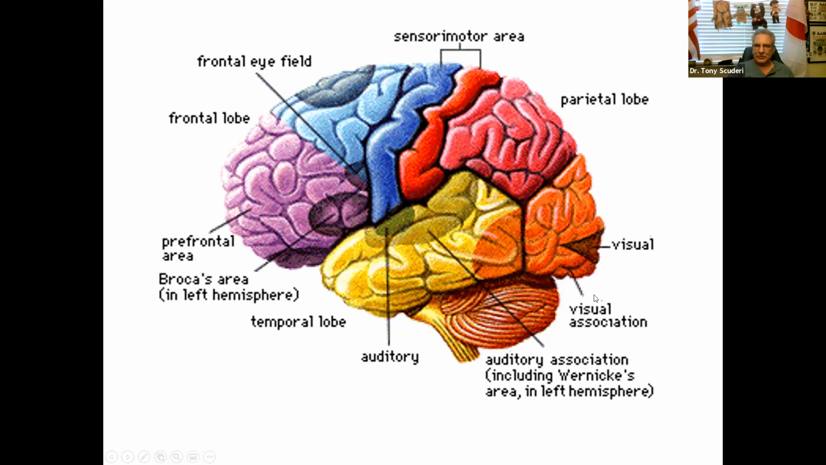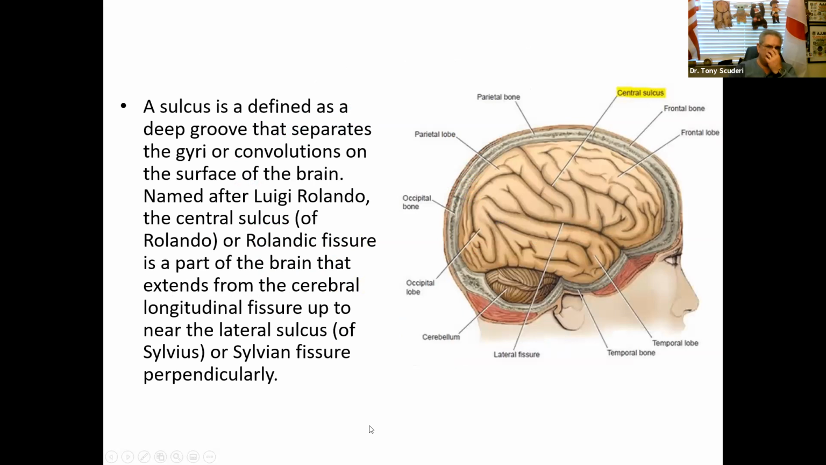We have the entire brain structure, okay? Frontal, we have the motor, parietal, the visual, we have the temporal. All right. So let's review again sulcus. Sulcus are the deep grooves. We can see these little cuts in the brain here. Those are called sulcus. They separate the gyri, which are these folds over here. All of these are the convolutions of the brain. They are named after Luigi Rolando. This is called the central sulcus of Rolando, which is right here.